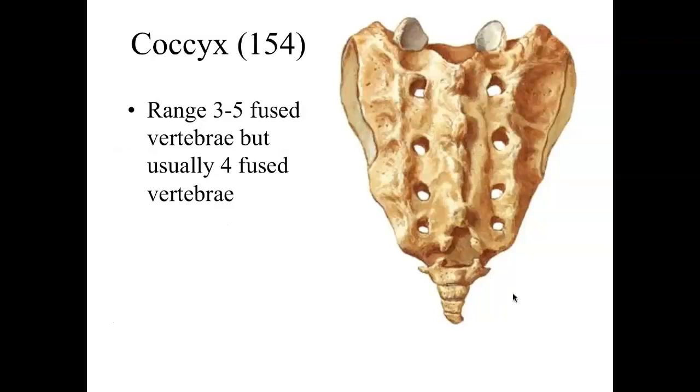And lastly, we have our coccyx, which can range from 3 to 5 fused vertebrae, but typically it will be 4 fused vertebrae. So there you have it. That is the end of our screencast.